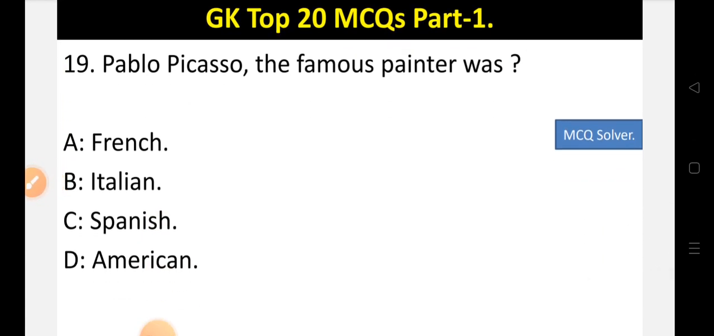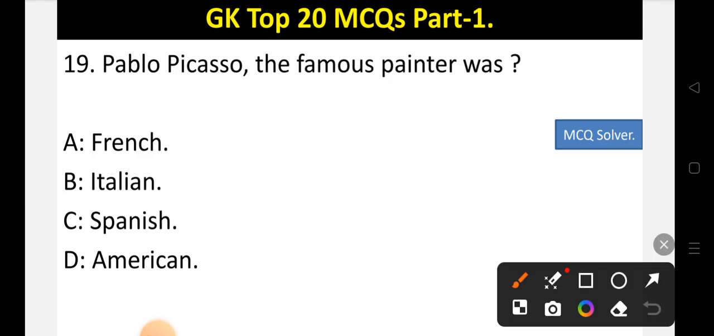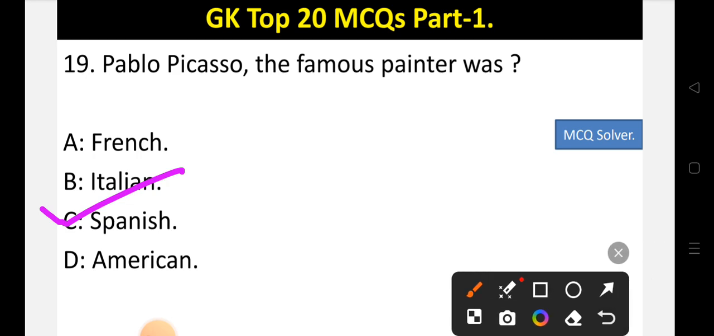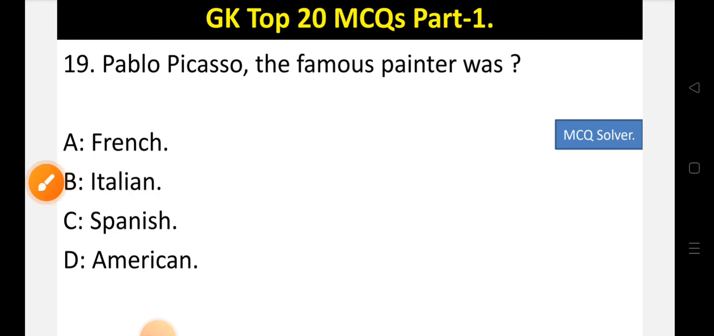Pablo Picasso, the famous painter, was from, the correct option is option C, that he was from Spain. So he was a Spanish citizen. So he was from Spain. Correct option is option C, that is Spanish. So C is the correct option.